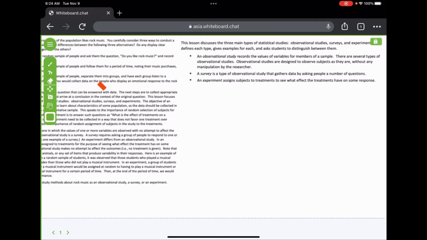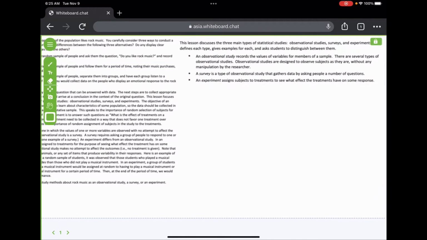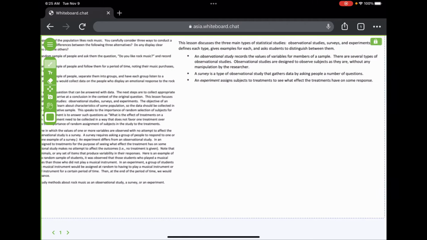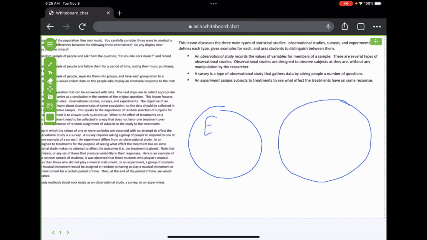Okay, now one thing before I let you go back over here and read this: you need to think about these types of studies. We have experiments. These are experiments here. You also have observations, and inside of observations you have surveys. Because remember, you're not doing anything with a survey either. You're just making observations on how people answer questions.